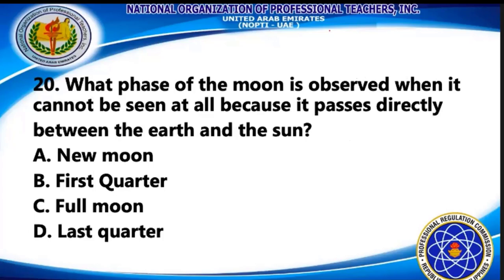What phase of the moon is observed when it cannot be seen at all because it passes directly between the earth and the sun? O yung pinakita ko kanina, saan yung hindi mo makikita yung moon? We have letter A, new moon. Bakit? Kasi the moon is between the earth and the sun, so blocking the light from the sun. Thus, during this phase, the moon is non-observable because it is located between the earth and the sun.